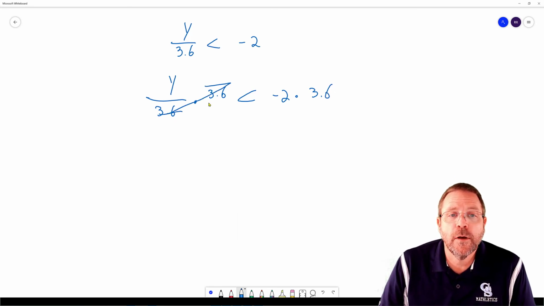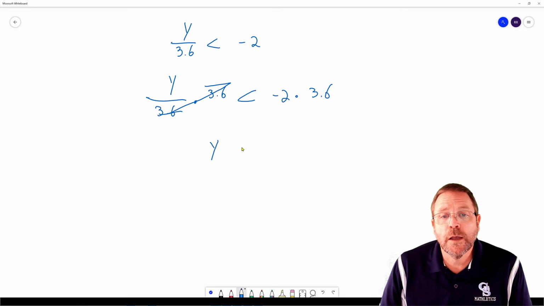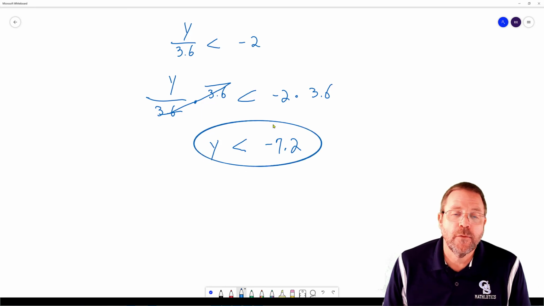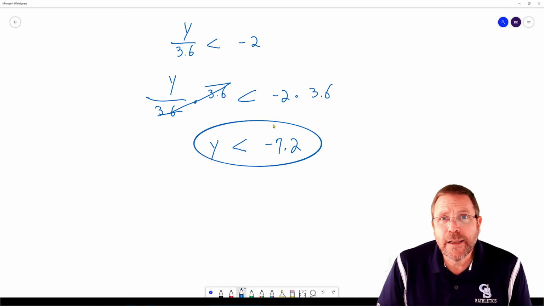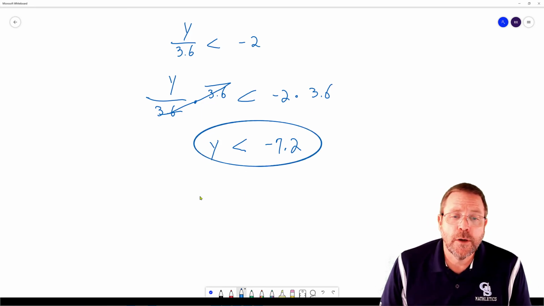These divide out becoming 1. 1 times y is y. The sign stays just like it was. 2 times 3.6, that's going to become 7.2. Negative times a positive is going to be a negative. So your answer is going to be y is less than a negative 7.2.